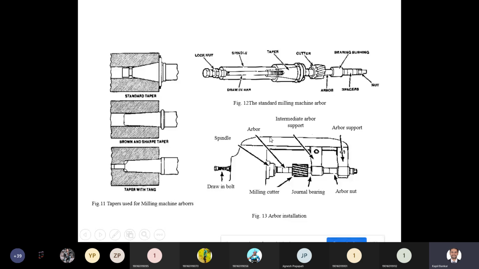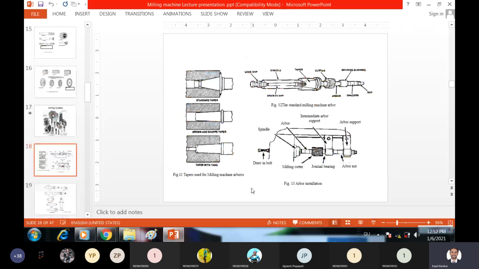Okay, here is one figure in which you can easily see this is the Arbor, this is your cutter, this is an Arbor support, this is another Arbor support, and these are some spacers. Small types of bush are there. This is called Arbor spacer. This is called bearing. This is the milling cutter, and on the other side the spindle is there. So one end is fixed in the spindle, and on the other end one threaded rod is inserted, and it is tightened with the lock nut. Okay, so these are some methods of Arbor installation.